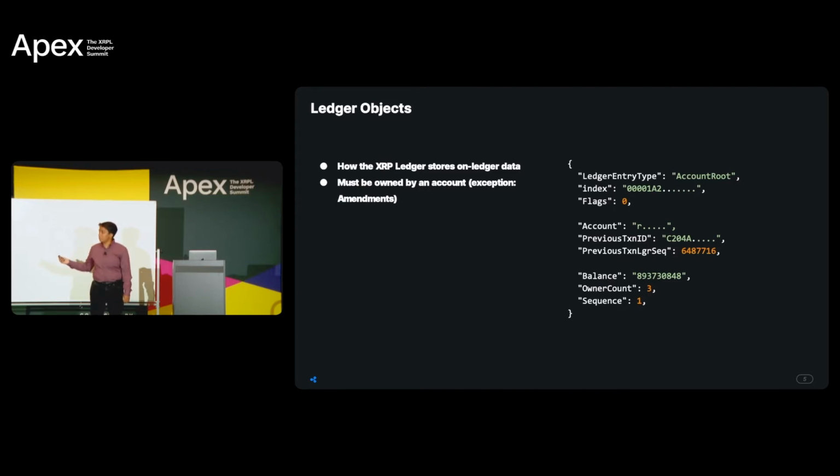Then most ledger objects have an account field. That's just what account owns this object. There's a previous transaction ID, which is the last transaction that modified that ledger object. There's the previous transaction ledger sequence, which is the last ledger in which that ledger object was modified. And the last three are just specific to the account root object. It's the balance of the account. Owner count is the amount of ledger objects that this account owns, and sequence is the current sequence number of that account.